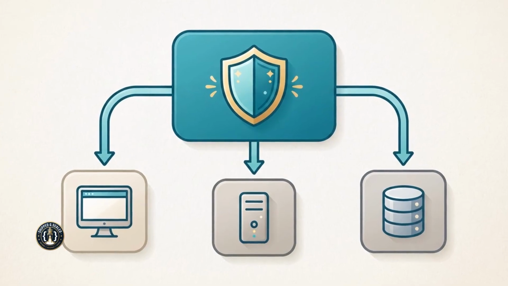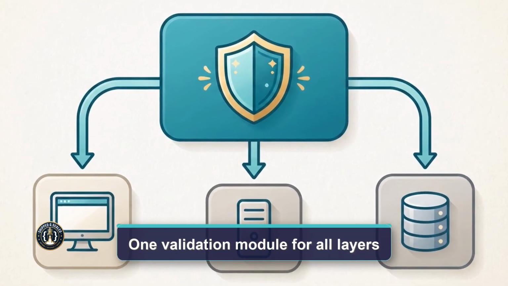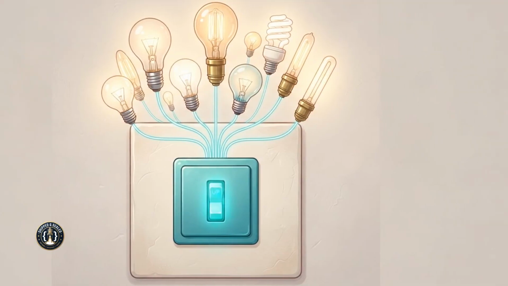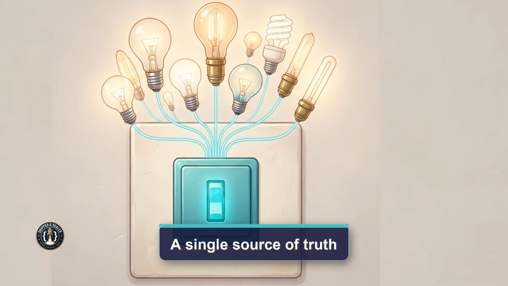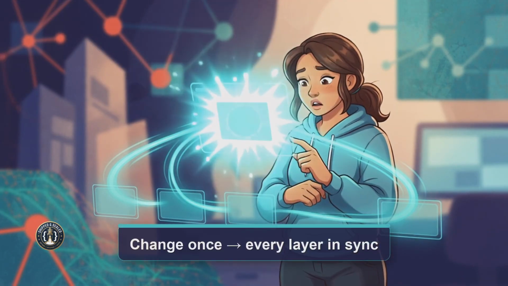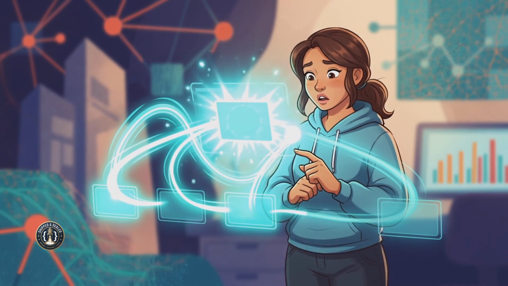The DRY solution is to pull that rule into a single validation policy module. The UI, the API, and the database all consume the same authoritative source. Think of a single switch controlling all the lights in a room. Flip it once and every light responds together. That's what a single source of truth gives you. Now change the rate once and every layer stays in sync automatically. That's the power of a single source of truth.